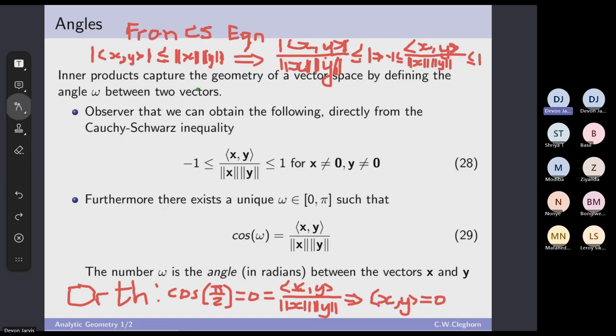Everyone happy with this so far? Usually this equation is taken a little bit for granted, but I think understanding that what comes out of this is this normalization is the main geometric idea. Is everyone getting that bit at least?